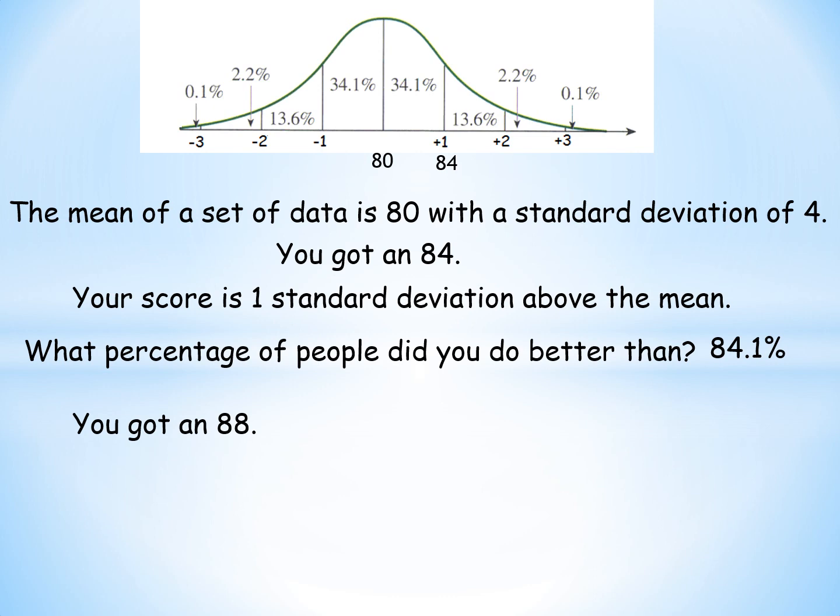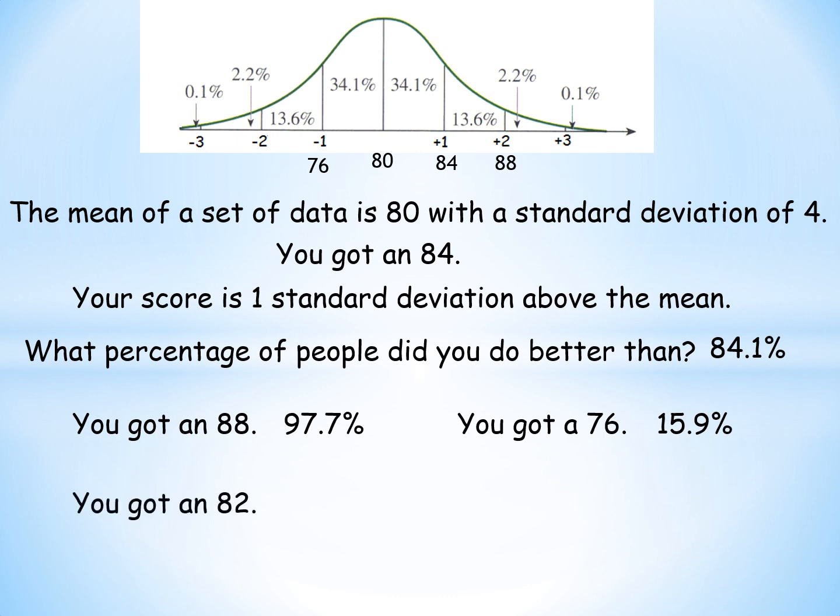If I said you got an 88, then you would be here, you'd be 2 standard deviations above. Well, because you're right on this line, it's really easy. You just add up all those percentages, and you would find out that you're at 97.7%. So you did better than 97.7% of the people in your class. If you got a 76, you would be one standard deviation below, so you'd be over here. But again, because you're nice on this line, you can just add up these percentages, and you would know that it would be 15.9%.